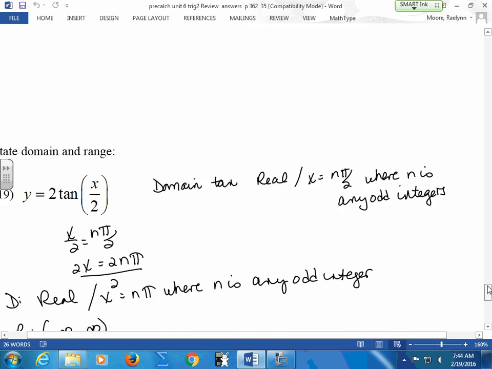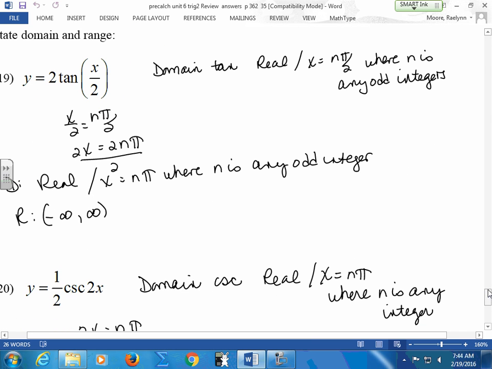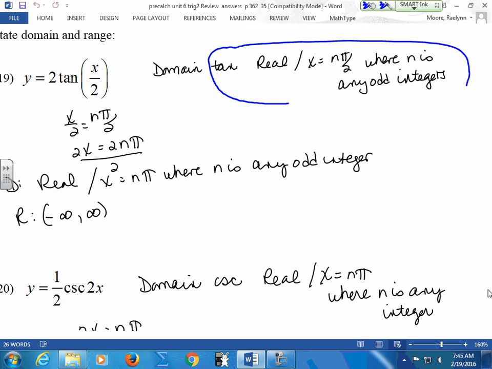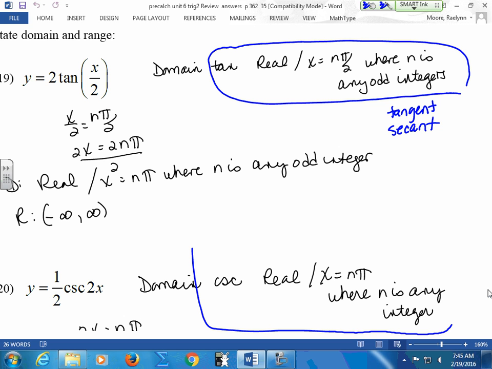And then you just had to do the domain and the range. These are your tangent, cotangent, and reciprocals. Remember, your tangent and your secant have the same setup for the domain. This is the domain for the tangent and the secant. And this guy is the domain for the cosecant and the cotangent.